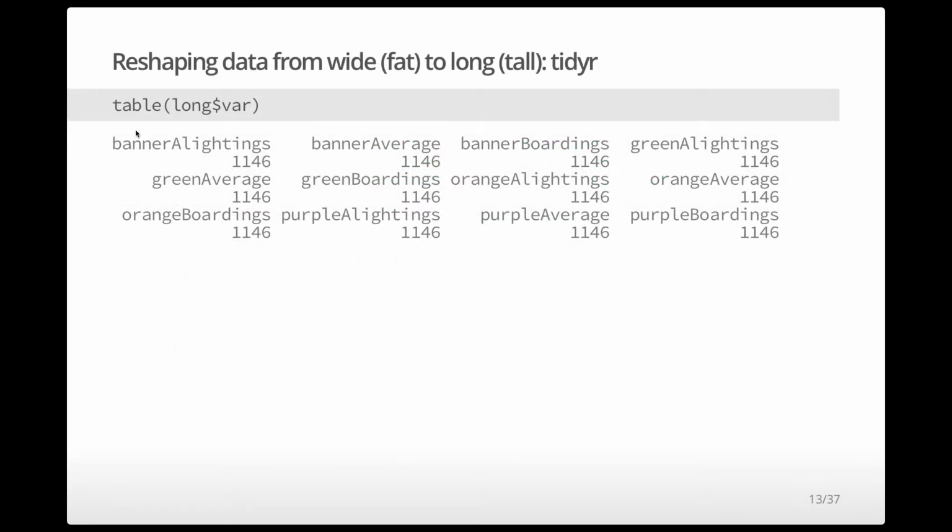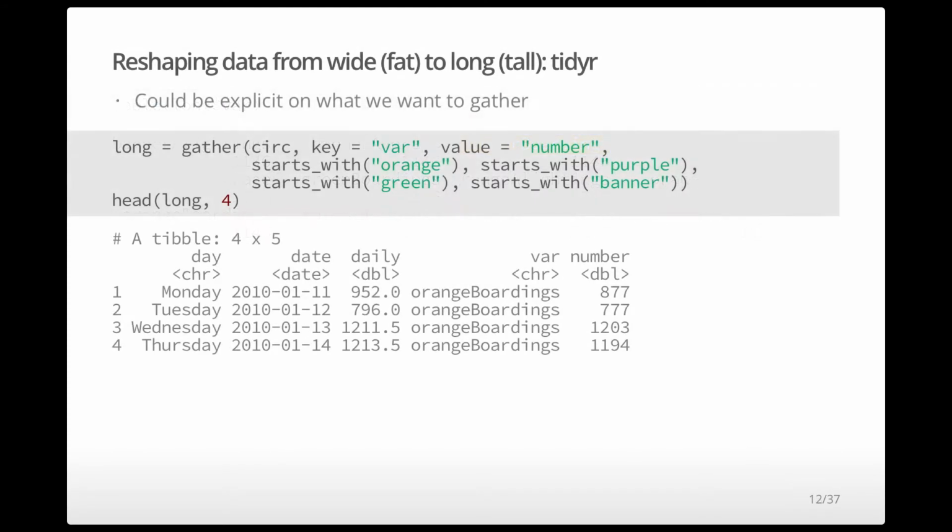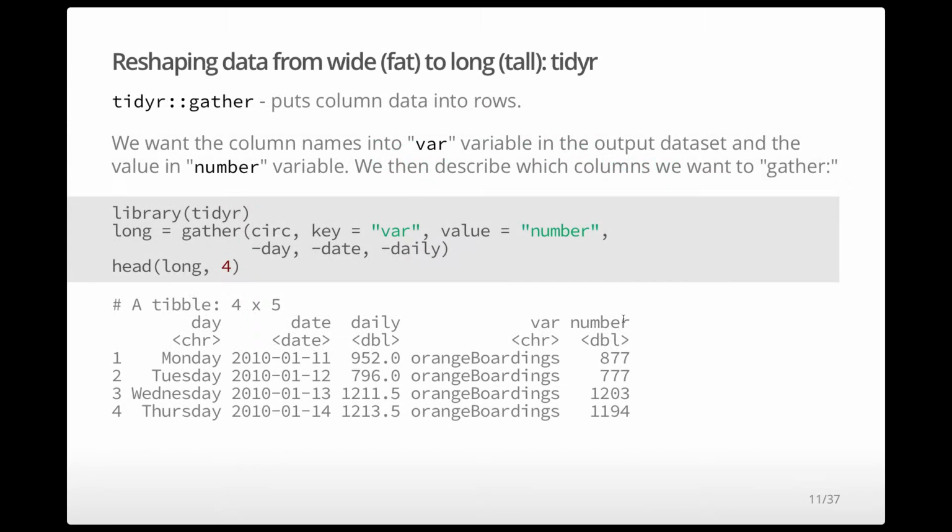So if I table them up, now we see there are 1,146 observations for banner A lighting, banner average, banner boardings, and so on and so forth. Okay? So now the data is long. And we see number was a column name that we chose. So it made two new columns, and it removed all those other columns and put them into data. So it transposed it and transformed it.